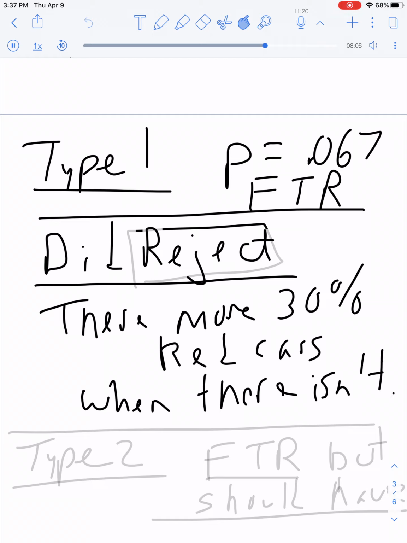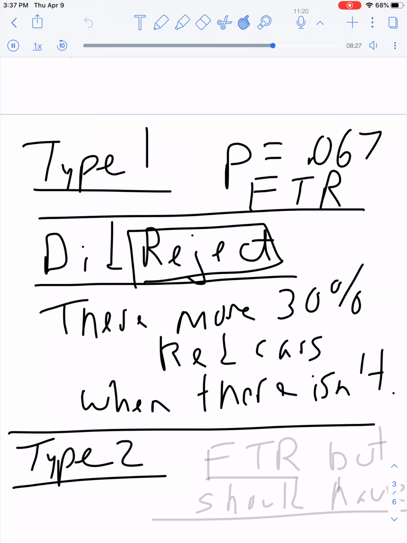Because remember, to make a type 1 error you have to reject, which means you take on the alternative hypothesis of there being more than 30% red cars. So we would think there is a higher percentage of red cars when actually there isn't. A type 2 error would mean that we failed to reject the null when we should have.